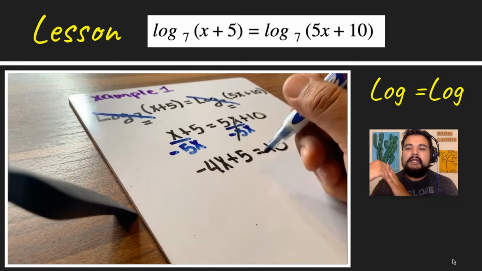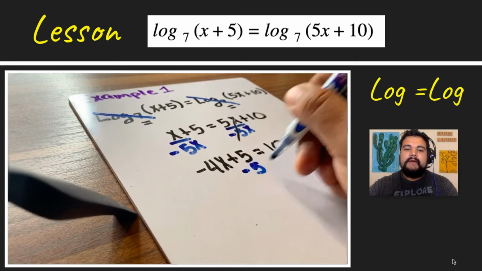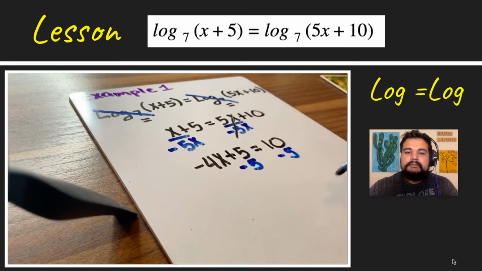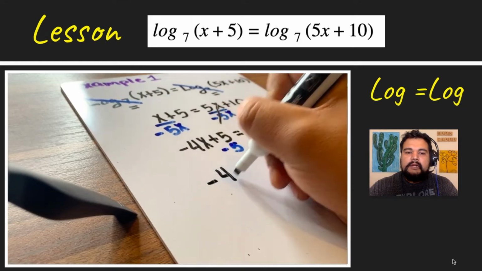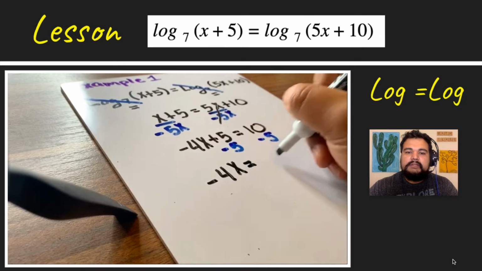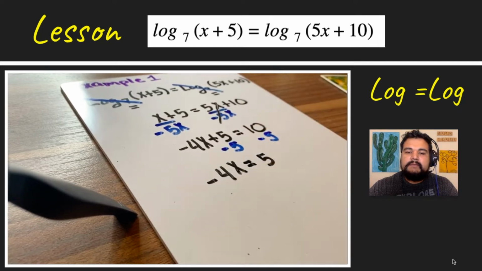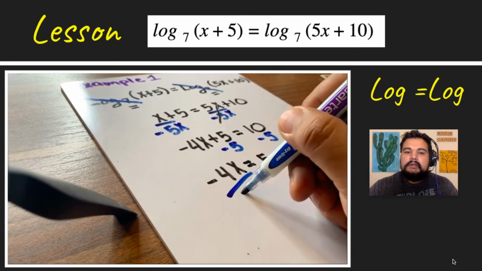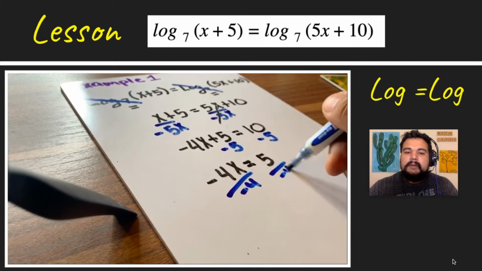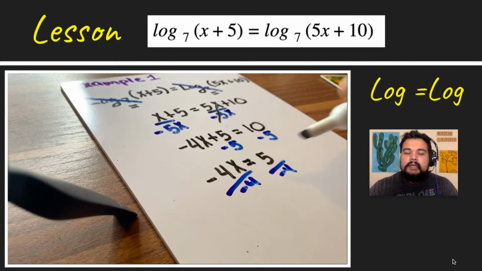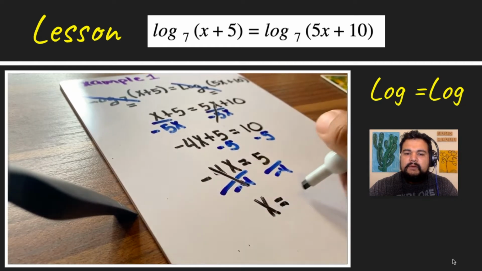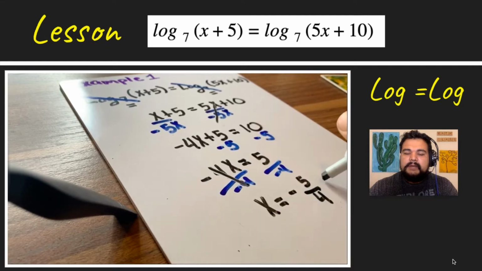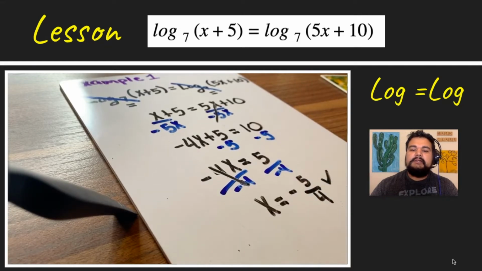Now let's isolate for x. So move the 5. And then we're going to end up with negative 4x is equal to 5. We're going to divide by negative 4. And by the way, positive 5 divided by negative 4 really is negative 5 over 4, because it's a positive over negative. And that's the answer.